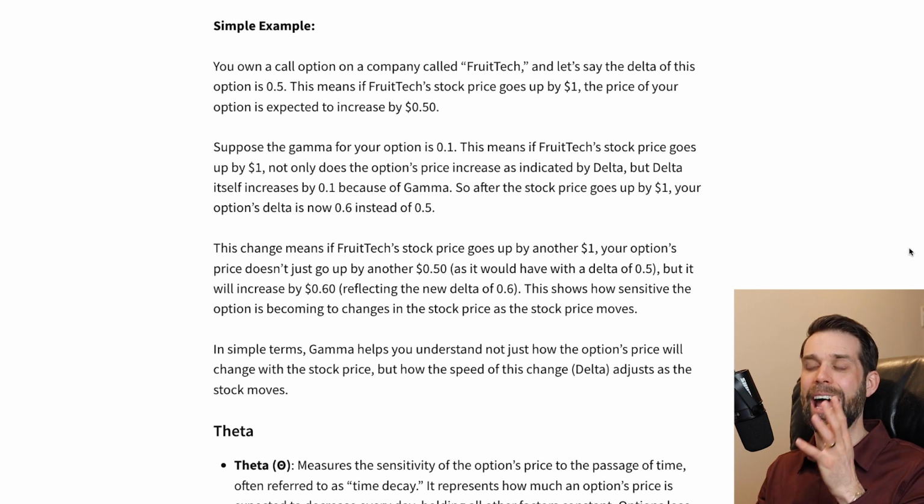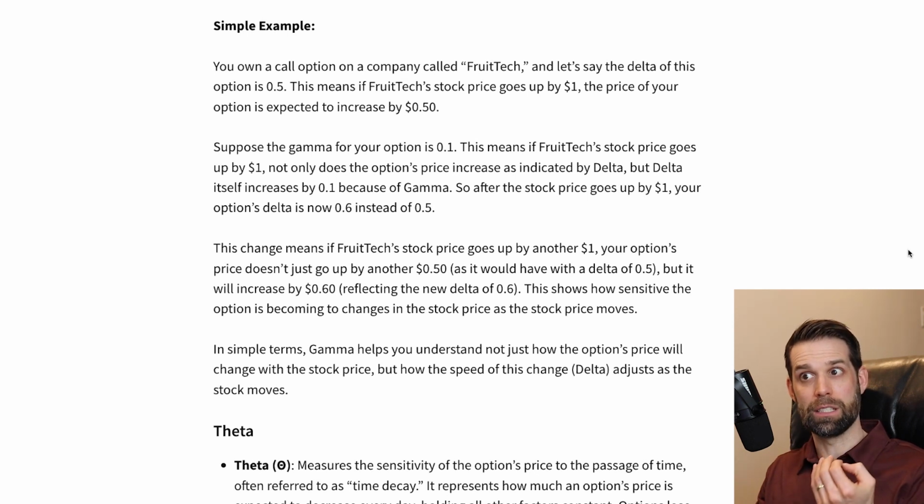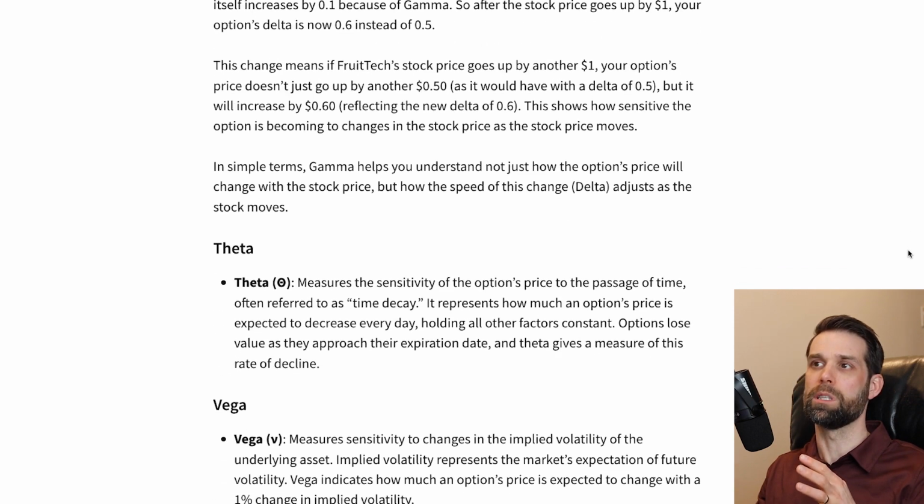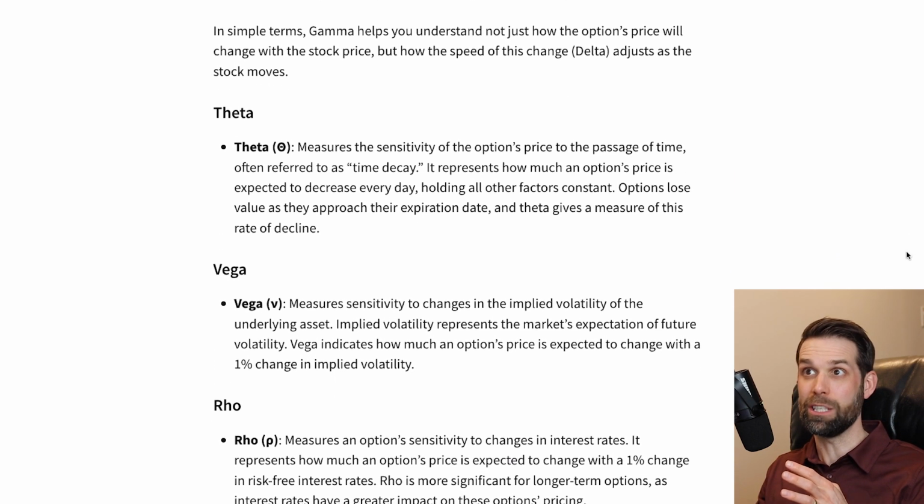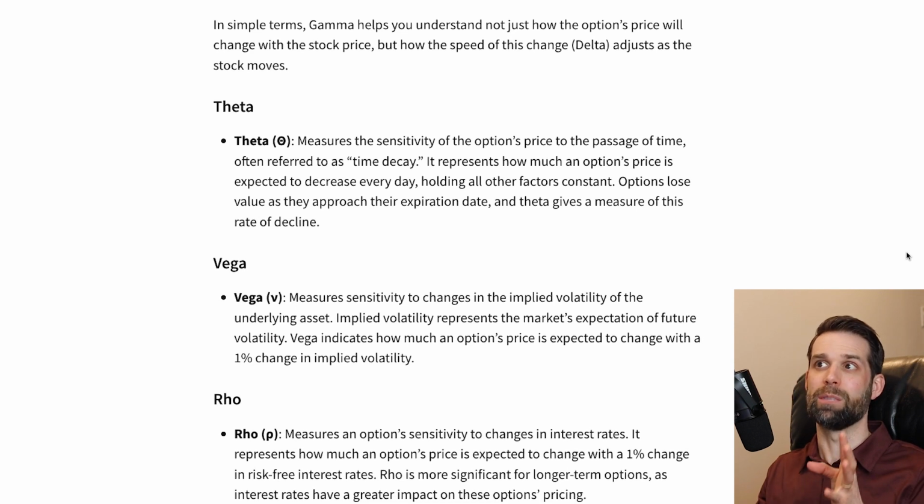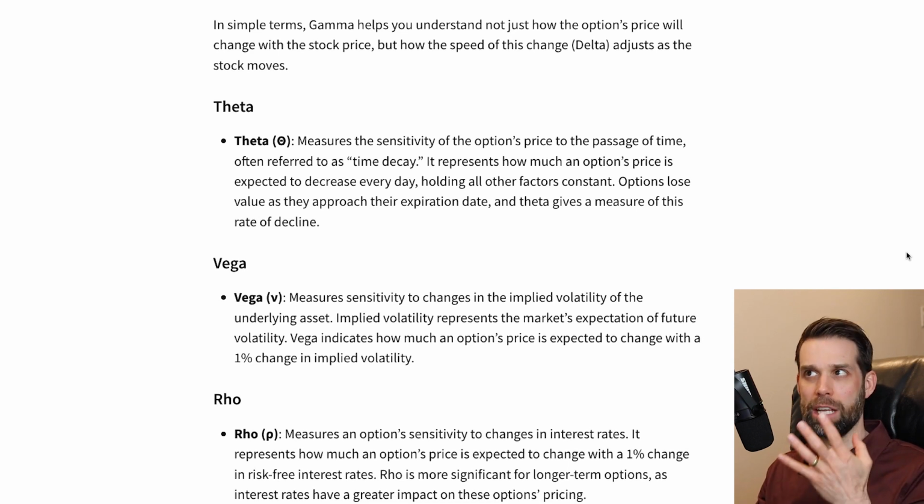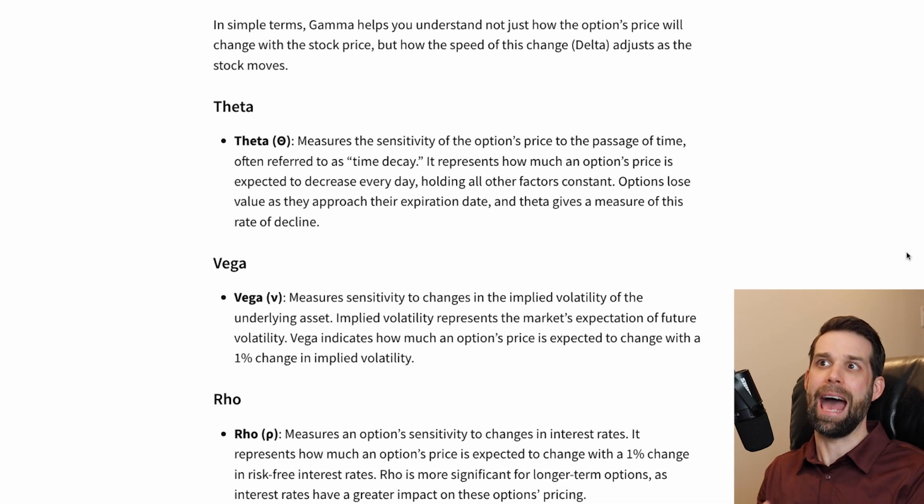So this shows how sensitive the option is becoming to changes in the stock price as the stock price moves. So in simple terms, gamma helps you understand not just how the option's price will change with the stock price, but how the speed of this change, how delta adjusts as the stock moves up or down.